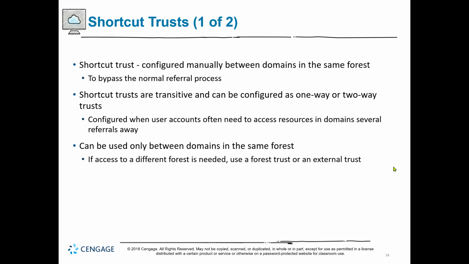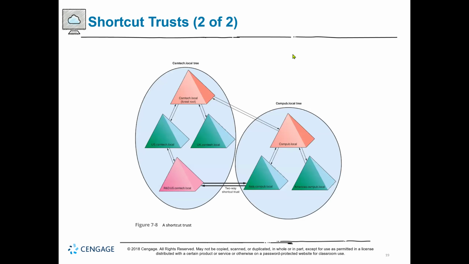It can be used only between domains in the same forest. If access to a different forest is needed, use a forest trust or an external trust. So here is your example of what your two-way shortcut trust looks like.